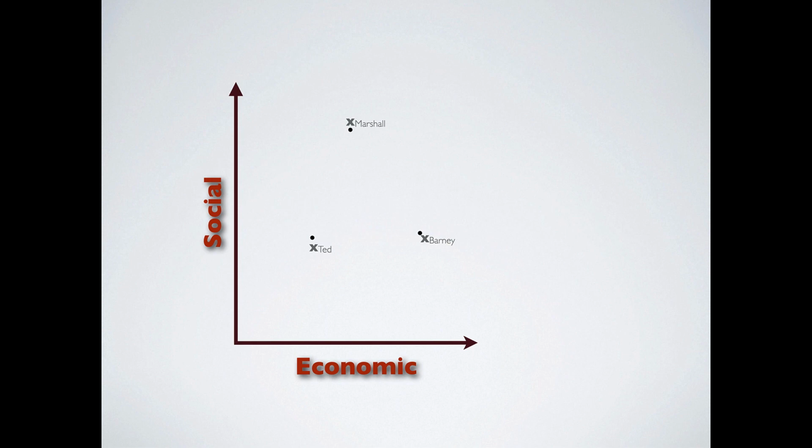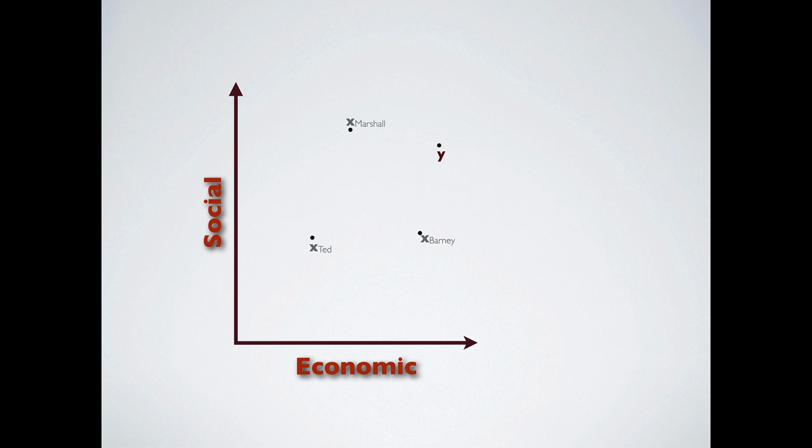Okay, so here are our ideal points for our three voters, Ted, Marshall, and Barney, on the economic and social dimension. Again, I just put labels on these. You can think of these as just abstract dimension 1 and dimension 2, but here are their ideal points in the space. All right, so here's an alternative Y.